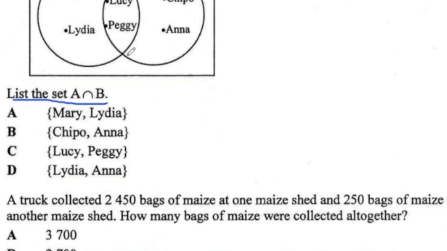So what we are looking for is this part. We are looking for A intersection B. We are looking for members that are found in A and B, and that is the part we are looking for. This is A intersection B. Okay, so as you can see in this area, there is loose and peg. So the correct answer is C, loose and peg.